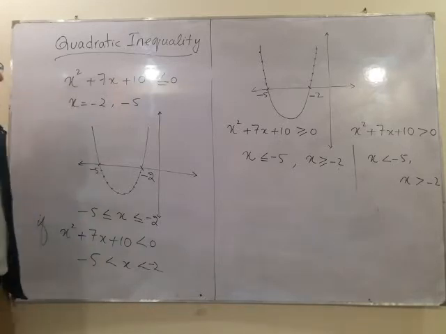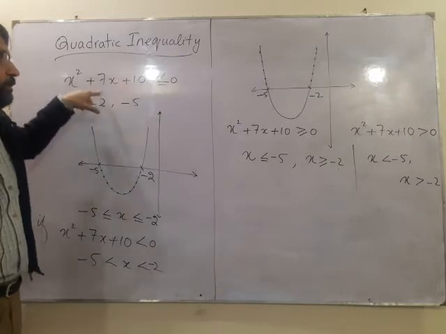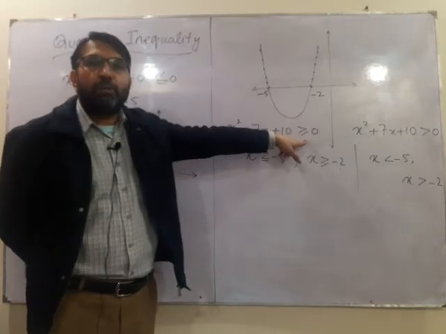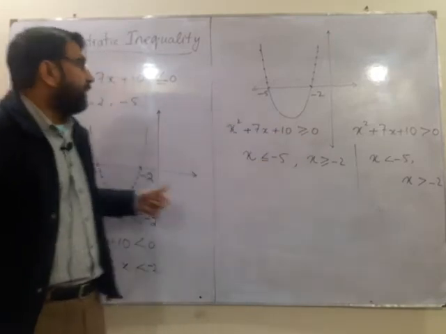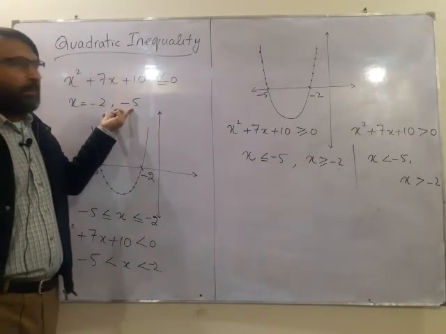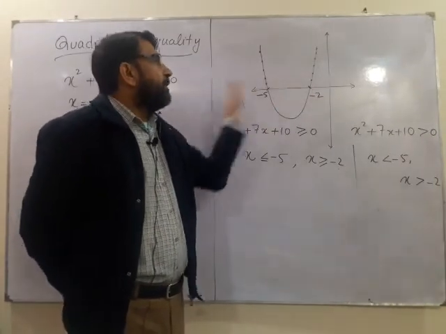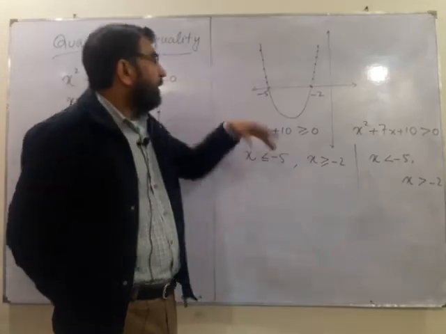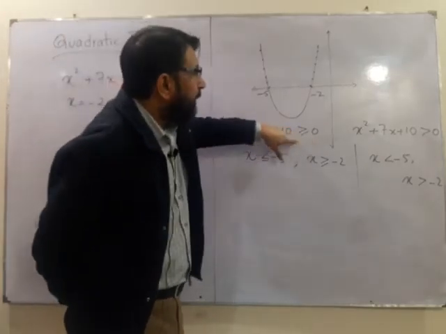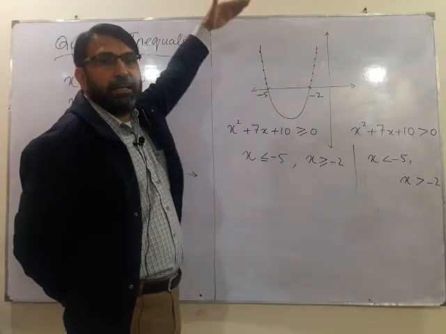Let us take another example. This was for less than or equal to. If we take the same equation for greater than or equal to, what's going to happen? As we know, the same equation is there, so the same points of intersection are there: minus 5 and minus 2, lying on the left side of the y-axis. Now we are looking for the greater values. Greater values mean above the x-axis.